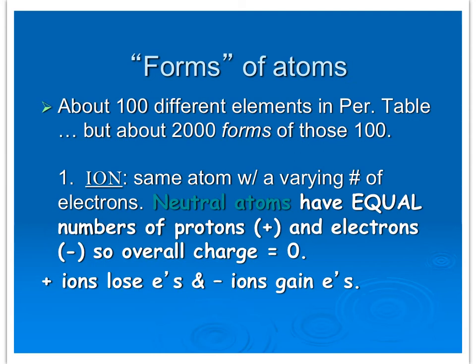Neutral atoms, and those are what we've been talking about so far. They have equal protons and electrons, so their charge overall is 0. If electrons are lost, then you get a positive charge, a positive ion, because you're losing negative charges. Conversely, if you gain electrons, then there will be a negative charge, because you have more negatives than positives. So that happens sometimes when atoms react with one another.